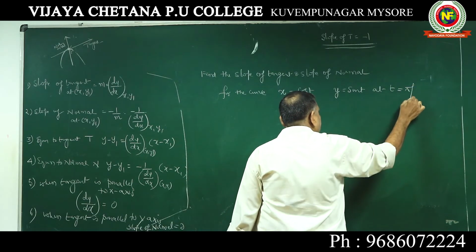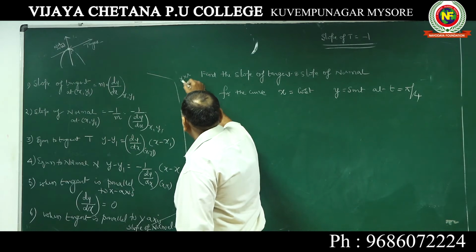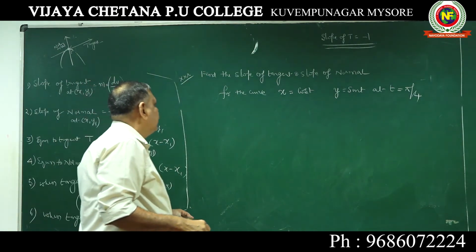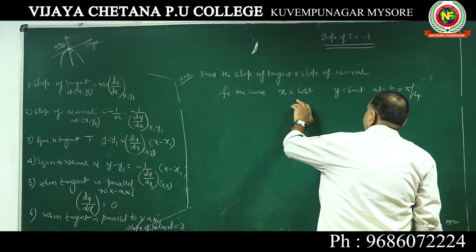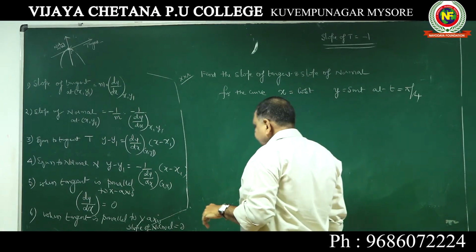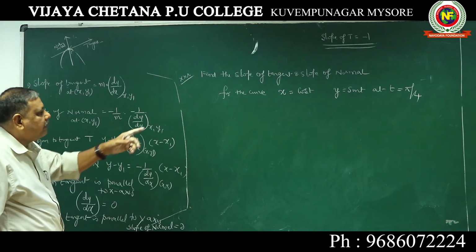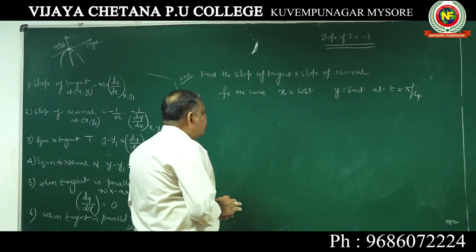This is very important, very important for examination. Please take down. Find the slope of tangent and slope of normal for the curve x equal to cos t, y is equal to sin t at t is equal to pi by 4. What you should do?